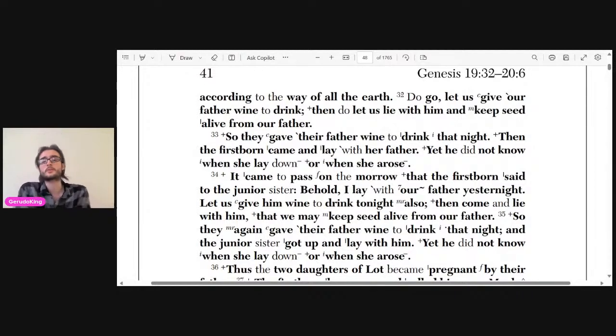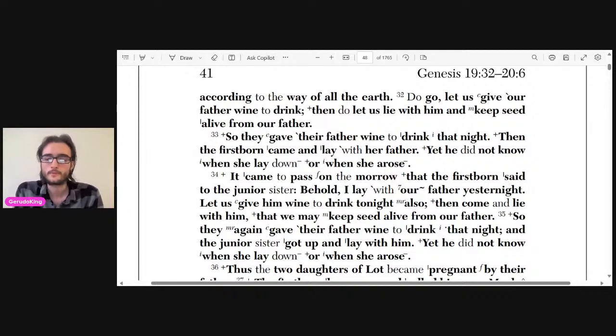So they gave their father wine to drink that night. Then the firstborn came and lay with her father. Yet he did not know when she lay down or when she arose. It came to pass on the morrow that the firstborn said to the junior sister, "Behold, I lay with our father yesternight. Let us give him some wine to drink tonight also, then come and lie with him, that we may keep seed alive from our father."